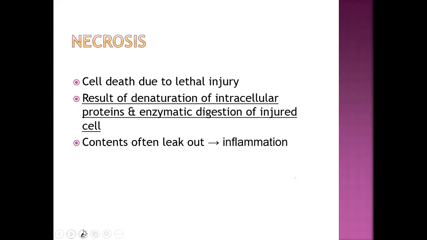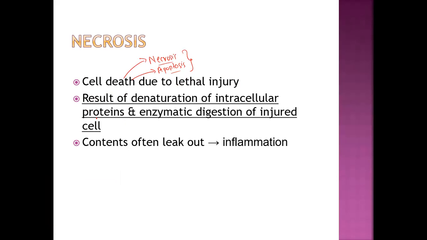Now, talking about the cell death, there are generally two types of cell death. The cell death can be either through necrosis or through apoptosis. Generally, there are other methods of cell death, but majorly we will be speaking about only two types of cell death, that is either necrosis or apoptosis.